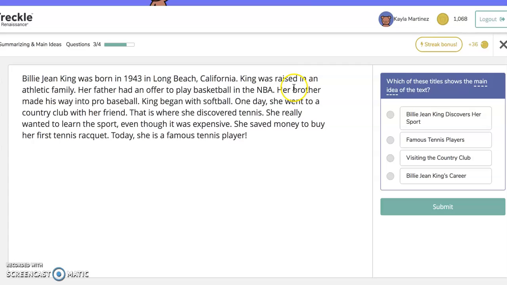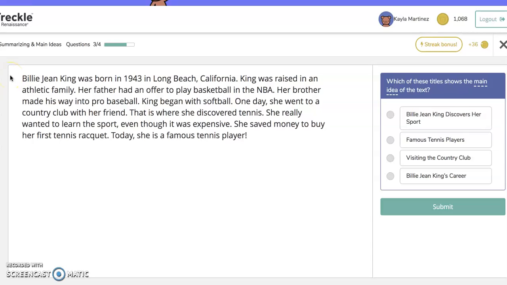All right, here we go. Next one. Which of these titles shows the main idea of the text? So now we need to create a title that's really going to encompass everything we're talking about. All right, let's go ahead and read this.